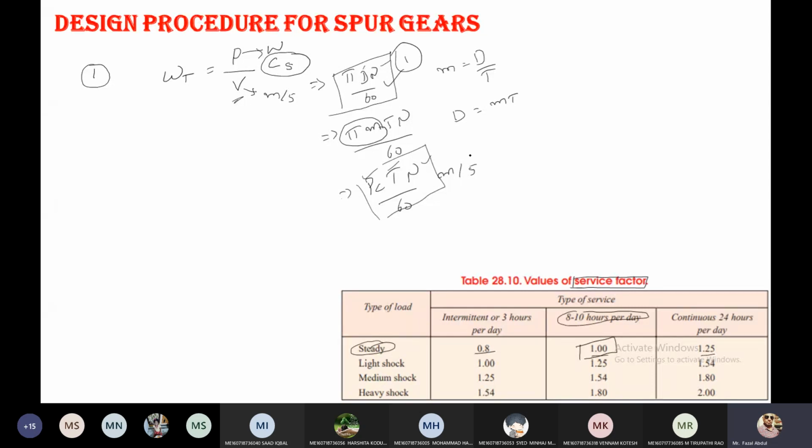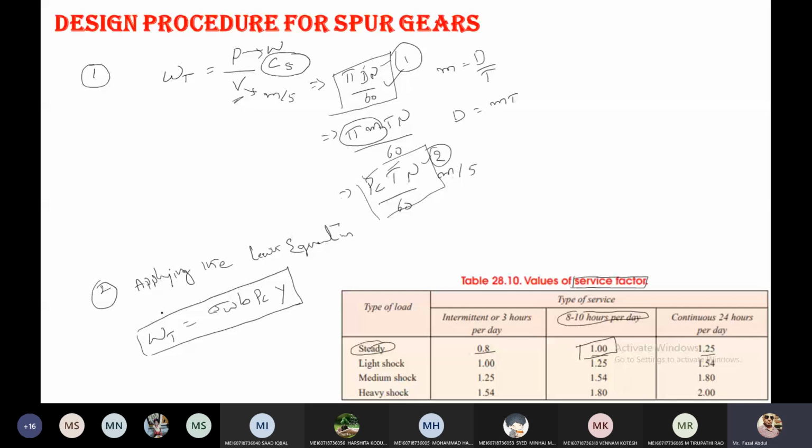This is one equation we have, and the second one is applying the Lewis equation. Applying the Lewis equation is important here, as we discussed in the last class also. What is the Lewis equation? WT equals sigma w, b, Pc, into y. This is the Lewis equation.